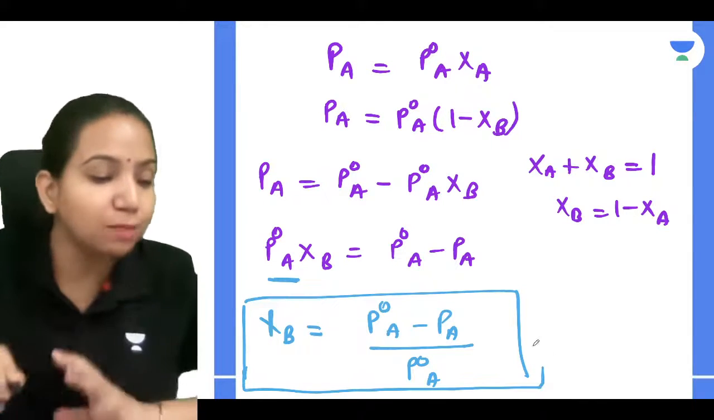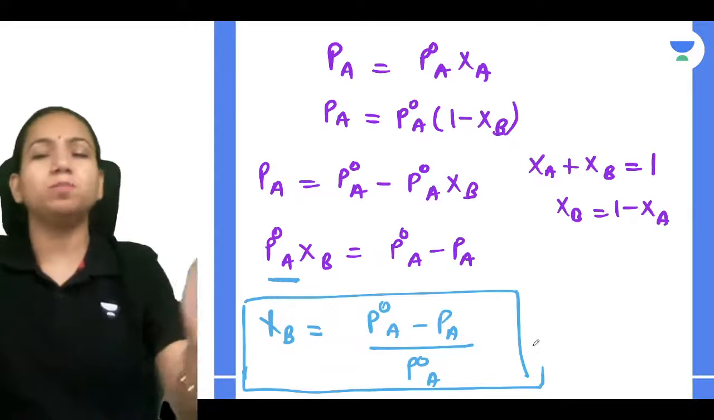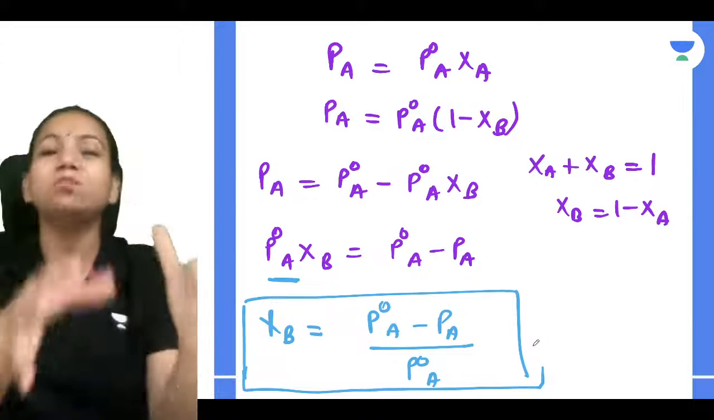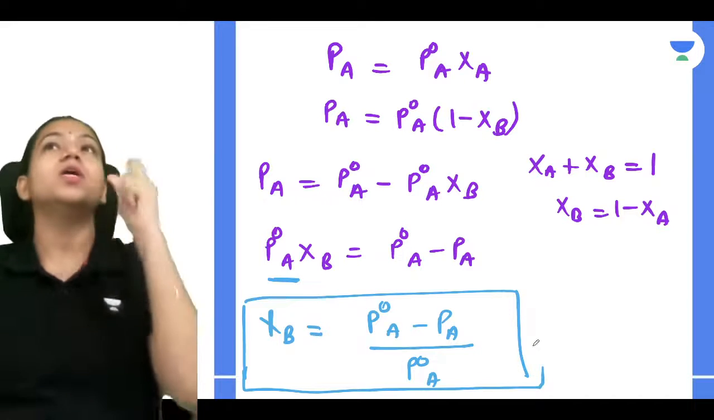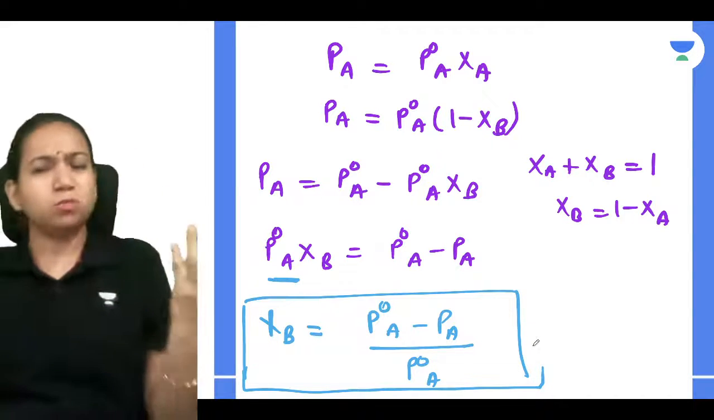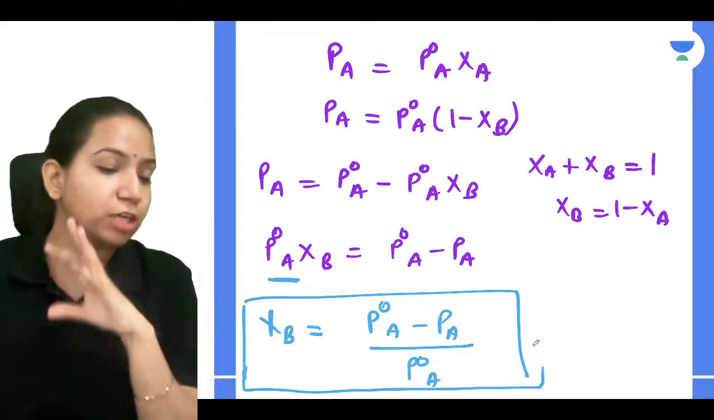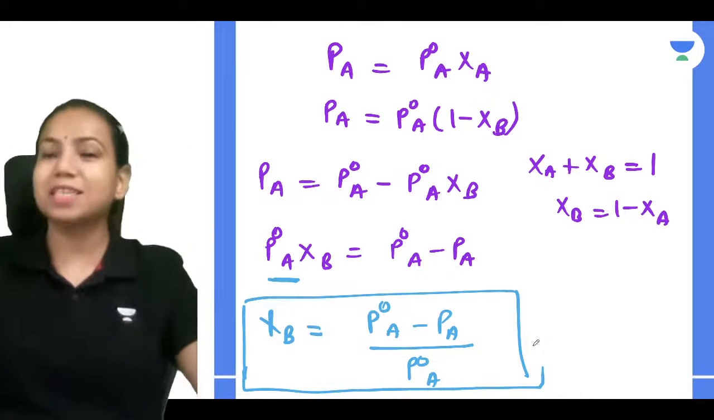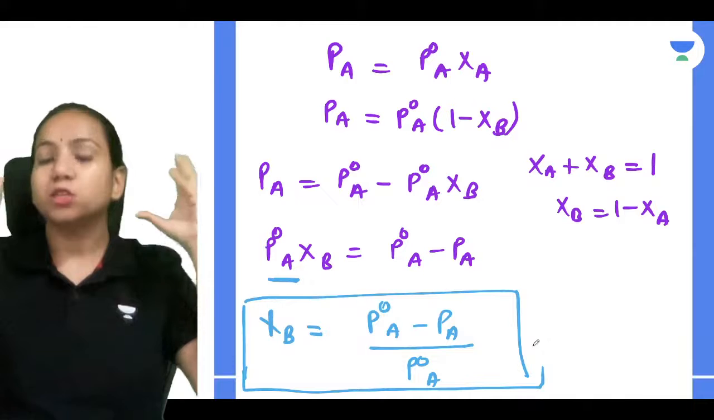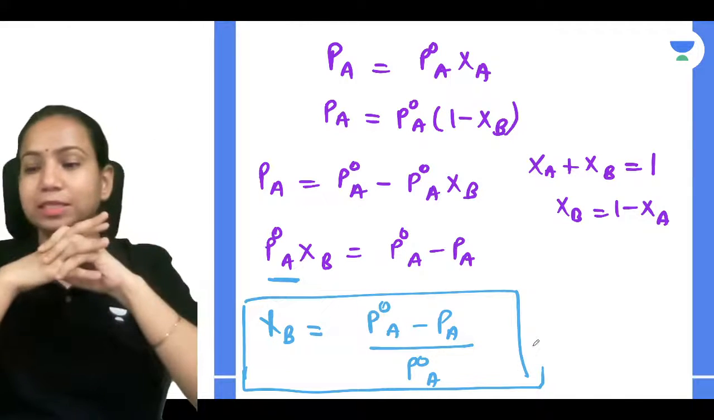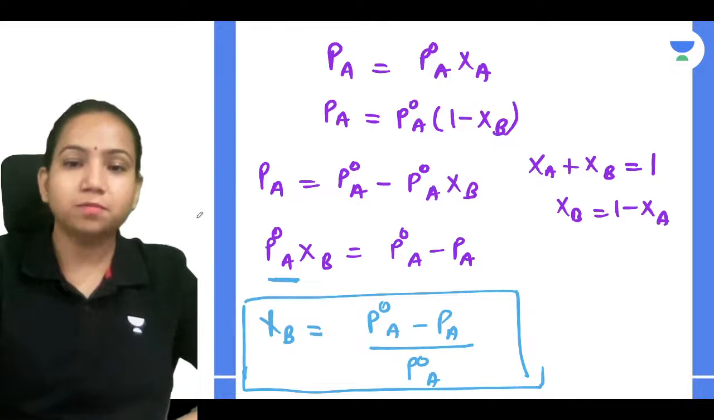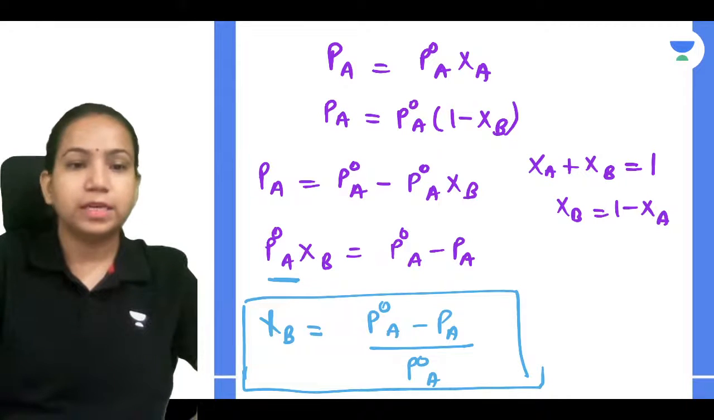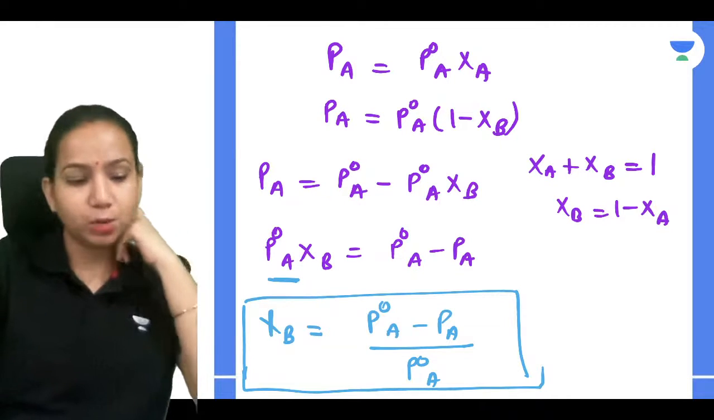So if you get a question regarding relative lowering of vapor pressure in which they are giving the same situation, you have to use this formula, by which you can find out the mole fraction of solute. Once you have the mole fraction of solute, you can find out the mole fraction of solvent also, because the formula is XA plus XB is equal to 1, so XA will be equal to 1 minus XB. Everyone clear? Yes guys, I hope everyone is clear with it.